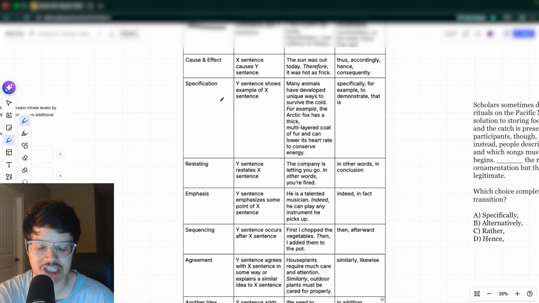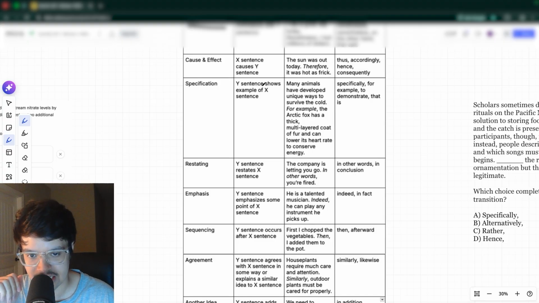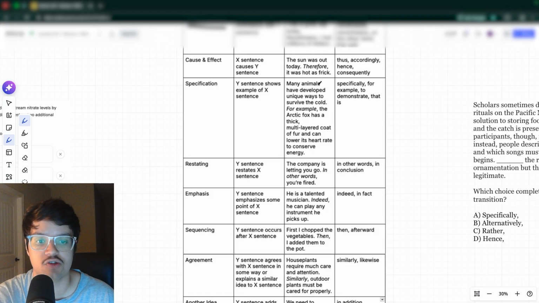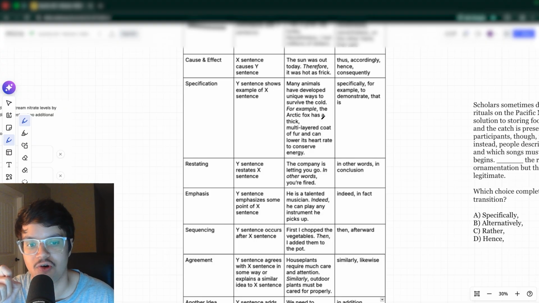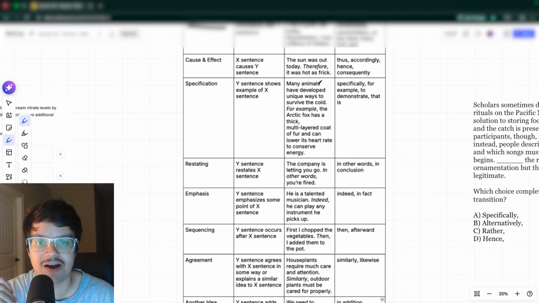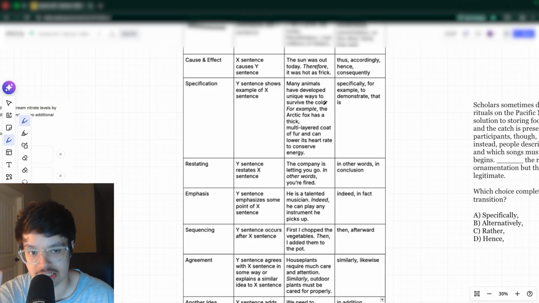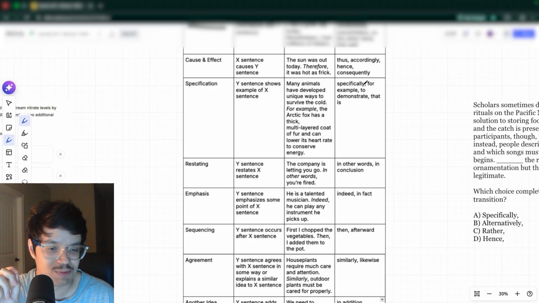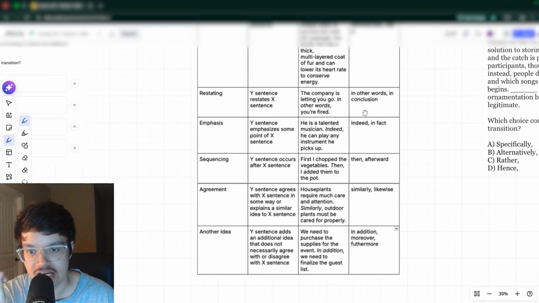Then we have specification. This is a little bit more interesting, but basically it's just saying that the second sentence gives an example of the first sentence. Many animals have developed unique ways to survive the cold. For example, the Arctic fox has a thick multi-layered coat of fur and can lower its heart rate to conserve energy. So it talks about how these animals have found interesting ways to survive, and then it gives a specific example of an animal that has done so, the Arctic fox. Specifically, for example, to demonstrate that.